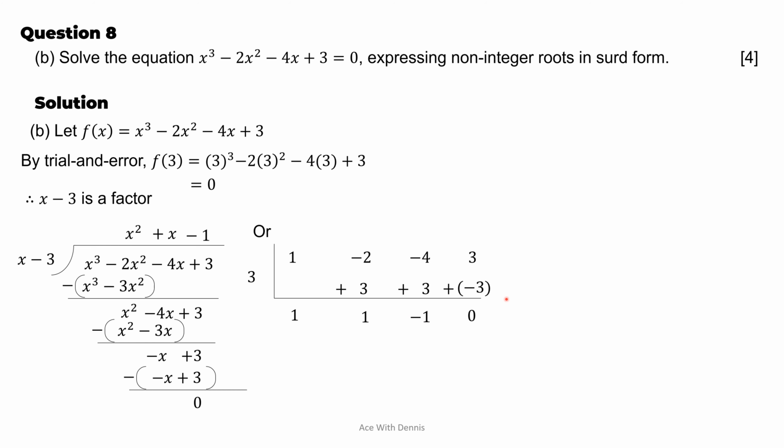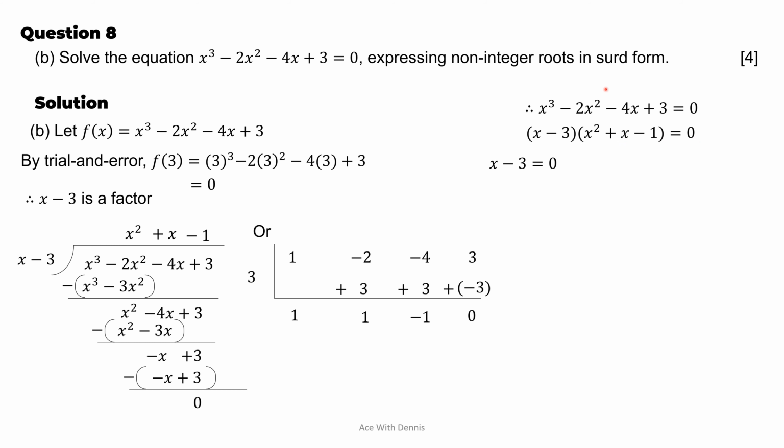Okay, we get all these numbers here, 1, 1, and negative 1. So these are the coefficients of the quadratic factor. Now we can rewrite the equation x cubed minus 2x squared minus 4x plus 3 equal to 0. Factorize it, it is x minus 3, which is the first linear factor, right? And x squared plus x minus 1, this is the quadratic factor. The values we get from the synthetic method are 1, 1, and negative 1.